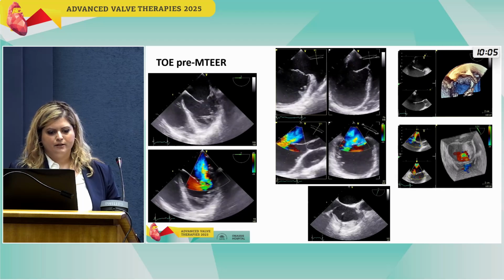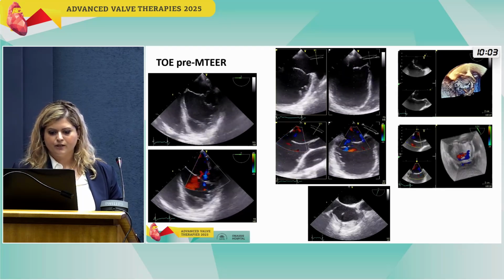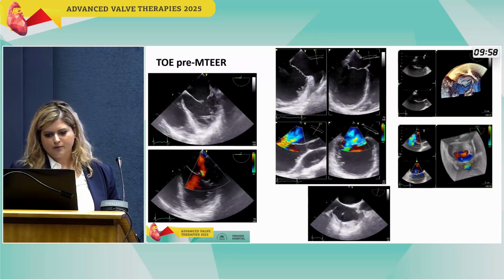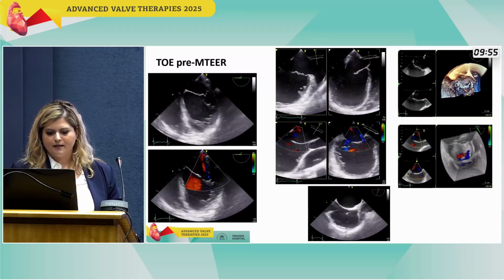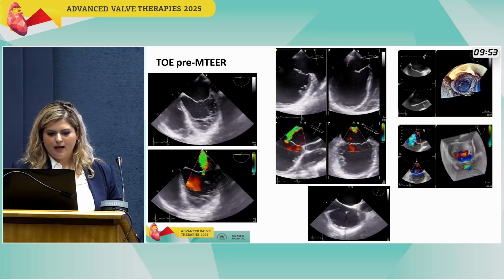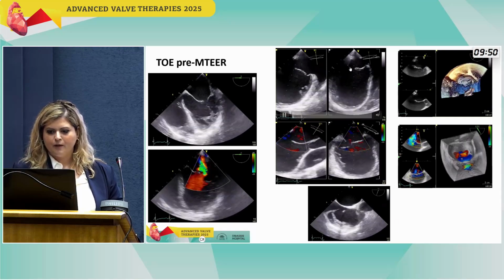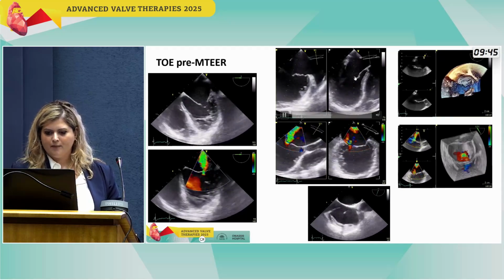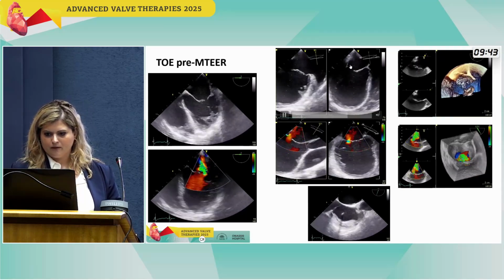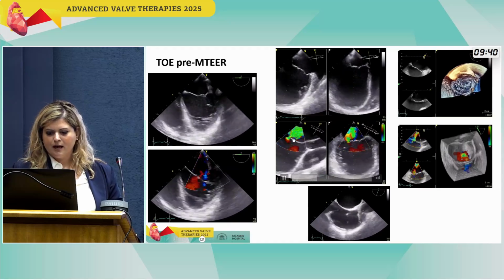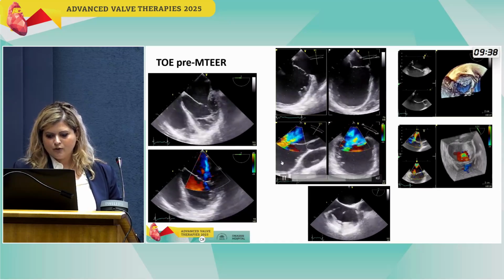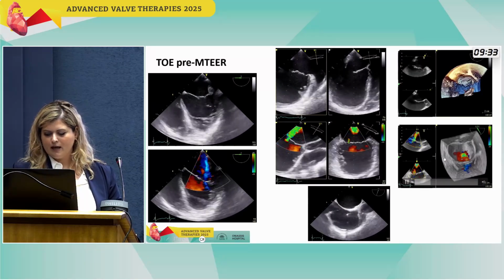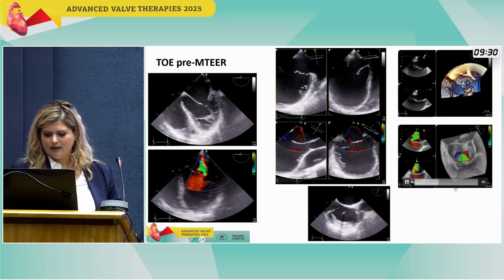Afterwards, we performed a transesophageal echocardiogram in order to see how the leaflets are, what the anatomy is, and if she's suitable for perhaps a TEER. As we are seeing here, both leaflets are large enough in order to perform an M-TEER, and as you see, she has two jets, one medial and one in the lateral side.